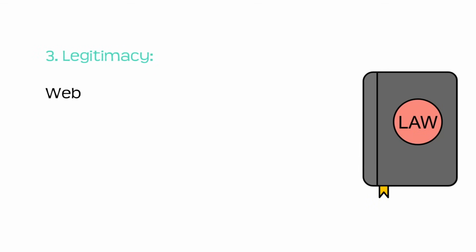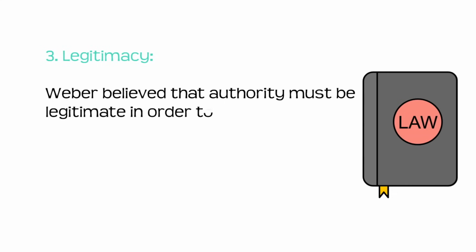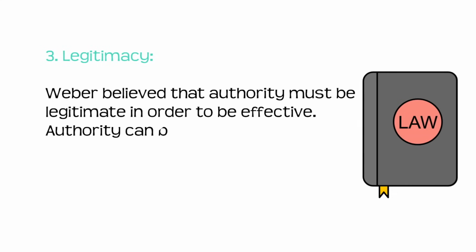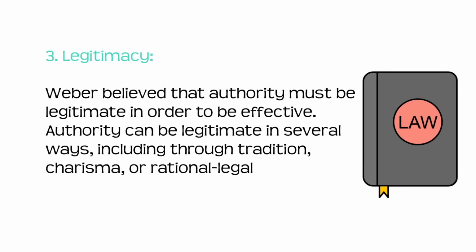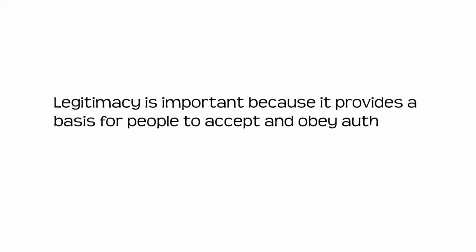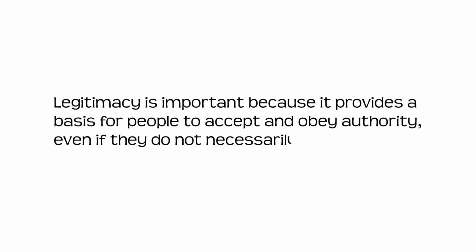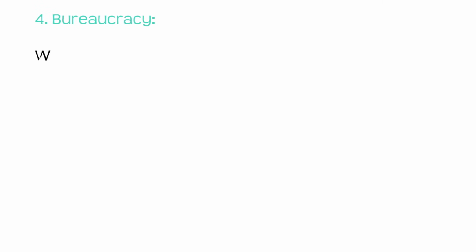Number 3. Legitimacy. Weber believed that authority must be legitimate in order to be effective. Authority can be legitimate in several ways, including through tradition, charisma, or rational legal rules and procedures. Legitimacy is important because it provides a basis for people to accept and obey authority, even if they do not necessarily agree with it.